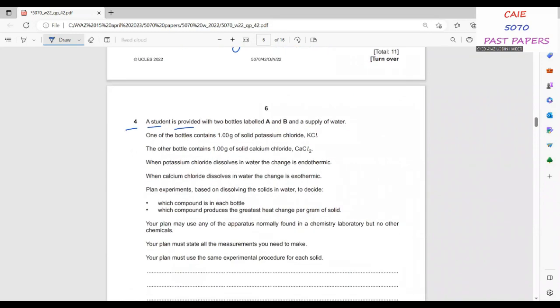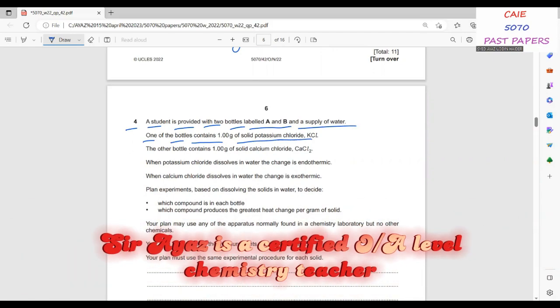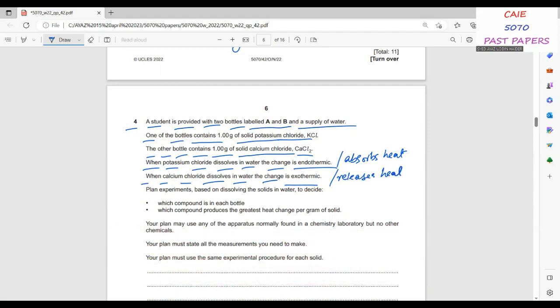Number four, a student is provided with two bottles labeled A and B and a supply of water. One of the bottles contains 1 gram of solid potassium chloride, KCl. The other bottle contains 1 gram of solid calcium chloride, CaCl2. When potassium chloride dissolves in water, the change is endothermic. Endothermic means absorbs heat. When calcium chloride dissolves in water, the change is exothermic. So it means it's the one which releases heat.